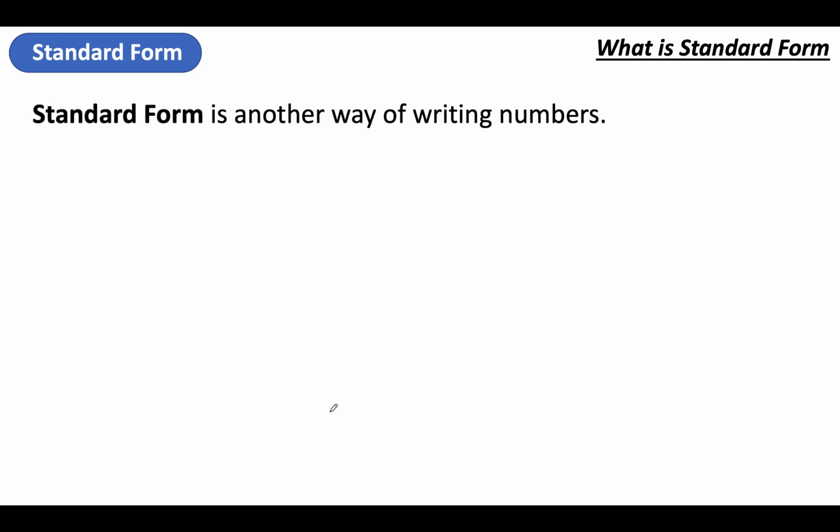Right. Okay, so we're going to have a look at something called standard form. Now, standard form is really just another way of writing numbers. And it's particularly useful for when we're writing very small numbers, and that might be if we're talking about the size of an atom.